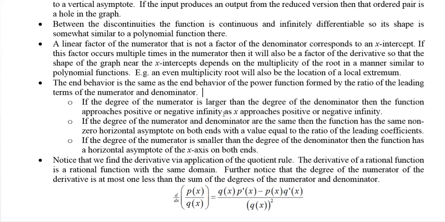So when the power is bigger on the bottom, you always have the x-axis as an asymptote. And if the power is bigger on the top, you don't have a horizontal asymptote. If the power is the same on the top and the bottom, the biggest one, the degree, then we get a horizontal asymptote that's not zero.